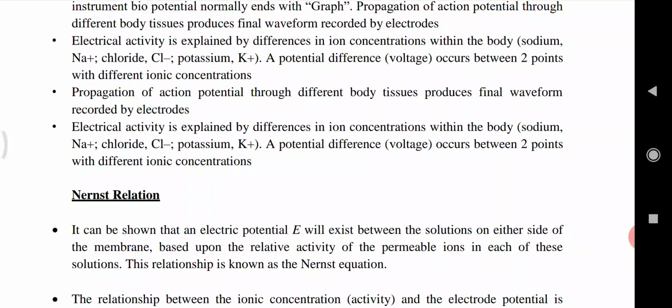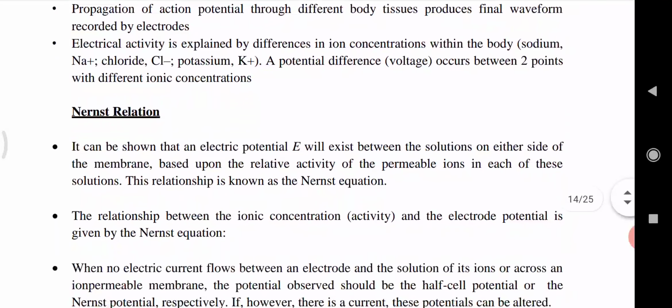Electrical activity is explained by differences in ion concentration within the body, that is sodium, chloride, and potassium. Electrical activity is being recorded by the differences in this ion concentration. A potential difference occurs between 2 points with a different ionic concentration. That is, in case of an action potential or resting potential, the different ionic concentration makes a difference in the potential, and we have to measure this potential from the electrodes.